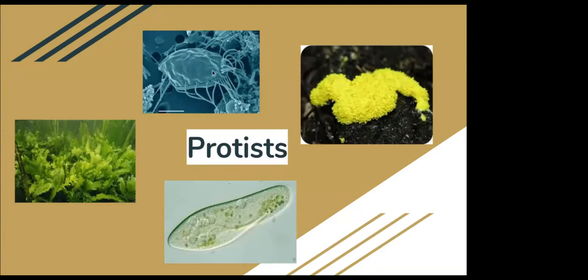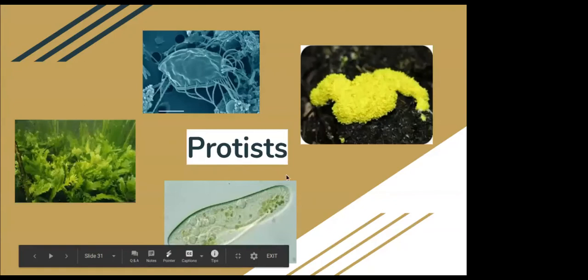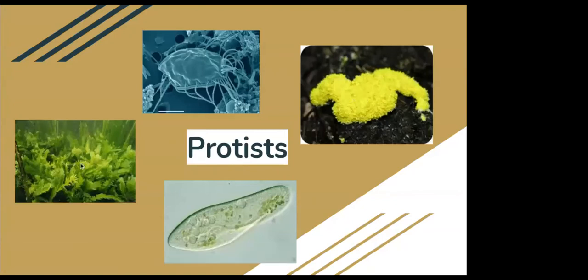We have some one-celled organisms. We have some slime molds. We have some seaweed. Lots of random things fall into protists. And yes, seaweed is technically a plant. It is a protist. So that's cool.